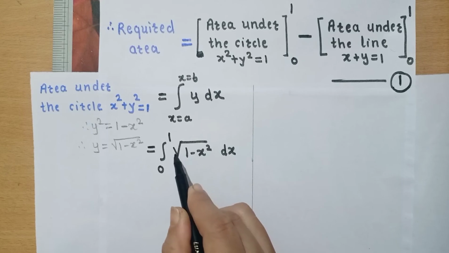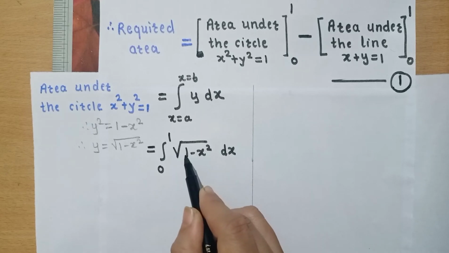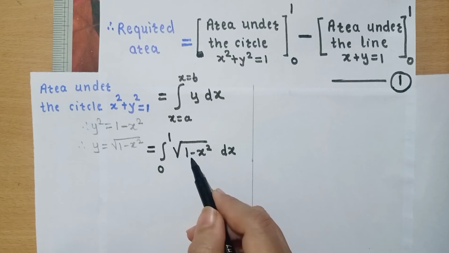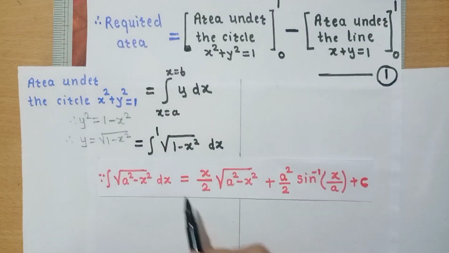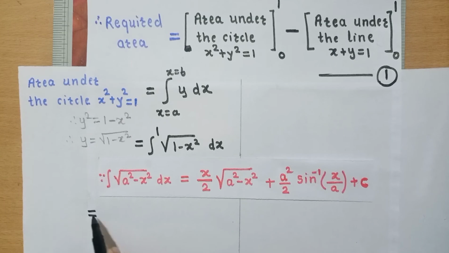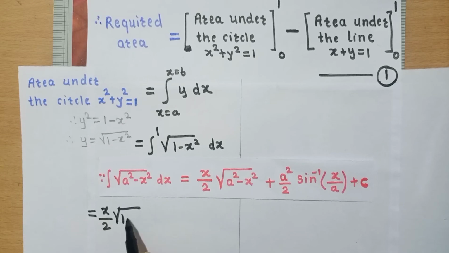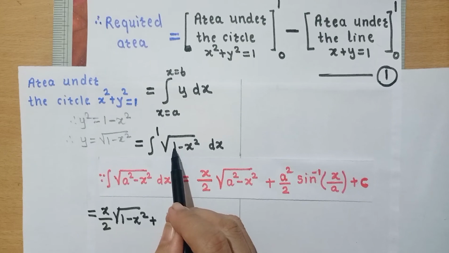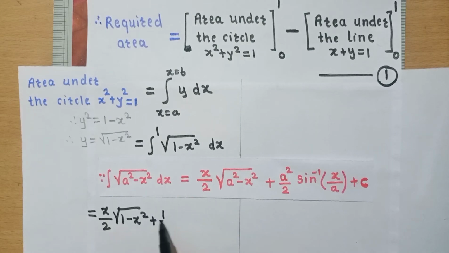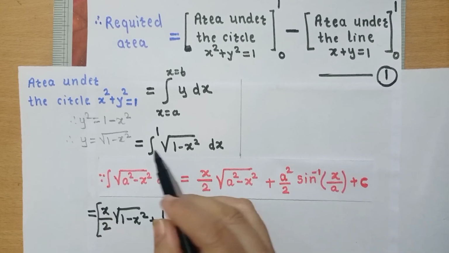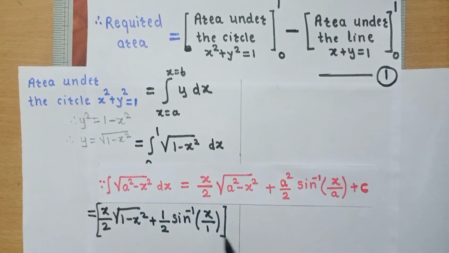Now this is in the form root a square minus x square. We will write 1 as 1 square. So we will use this formula. So again this is equal to, first we will write x by 2, this root as it is, that means root 1 minus x square, then plus the value of a square is 1, since a is 1, so a square means 1 upon 2, sine inverse of x upon a, which is 1, and since this is definite integration we are not writing this c, and limits are, check now, from 0 to 1.